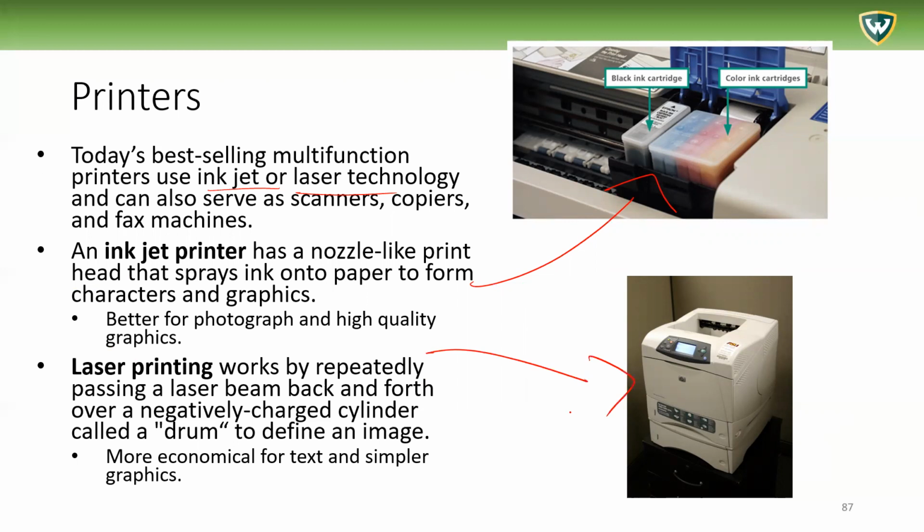And then you have laser printing, which is kind of hard to tell just from the look, but this is a laser printer. It works by using a laser beam moving back and forth over a negatively charged cylinder called a drum to define an image. They use toner, and you change the whole toner itself rather than specific ink cartridges. These are more economical for text and simpler graphics. They're faster, they can do more printing than inkjet. But if you are looking for quality, you go with inkjet. If you're looking for practical text-based and simpler graphics, you go with laser printing.